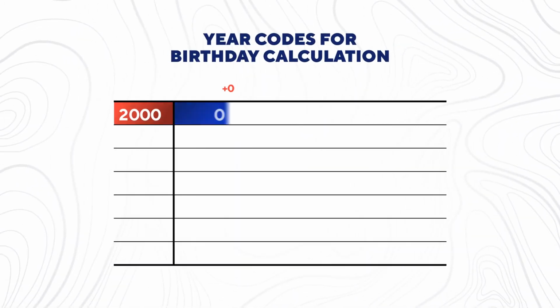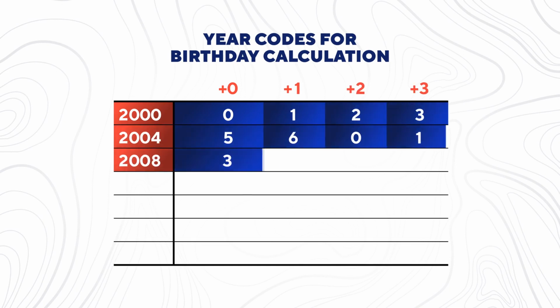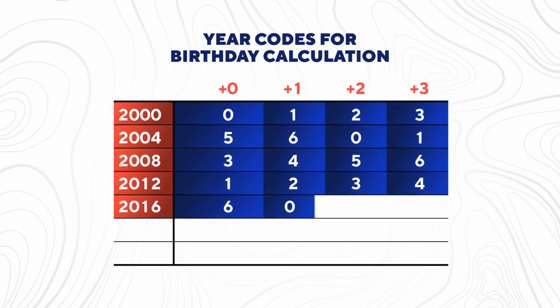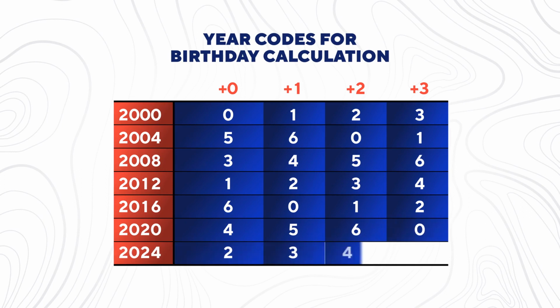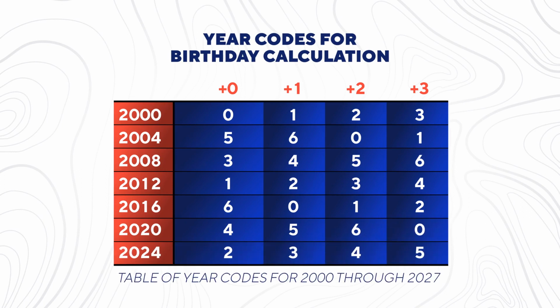Again, if you want to just know the codes from 2000 to 2028, that might be easier for those who prefer to do the memory over the math.